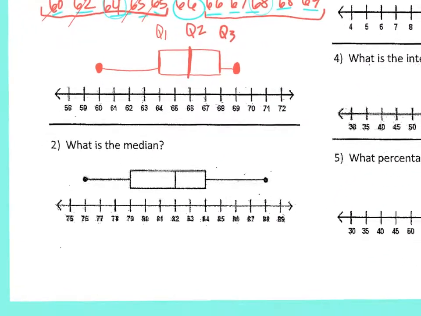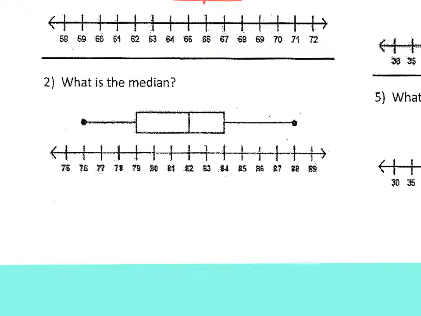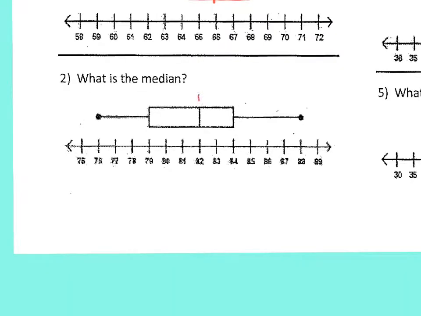Number 2, the median. All it's asking you for is the median. So which part of that is your median of the whole set? 82. Those are hard to see. Okay, so my median of the whole data set is 82.